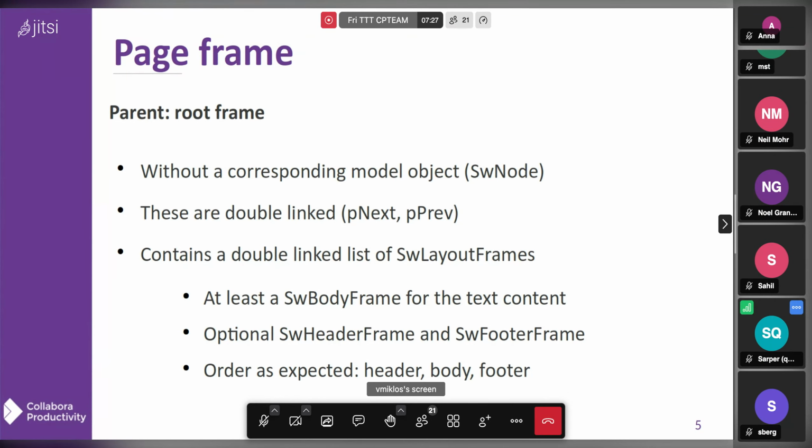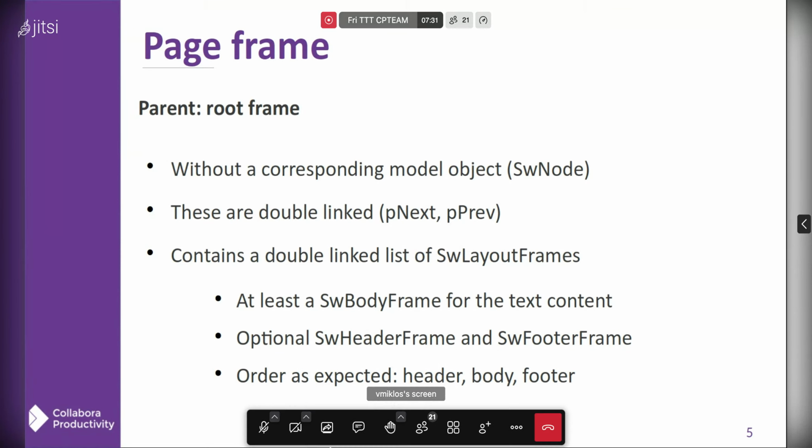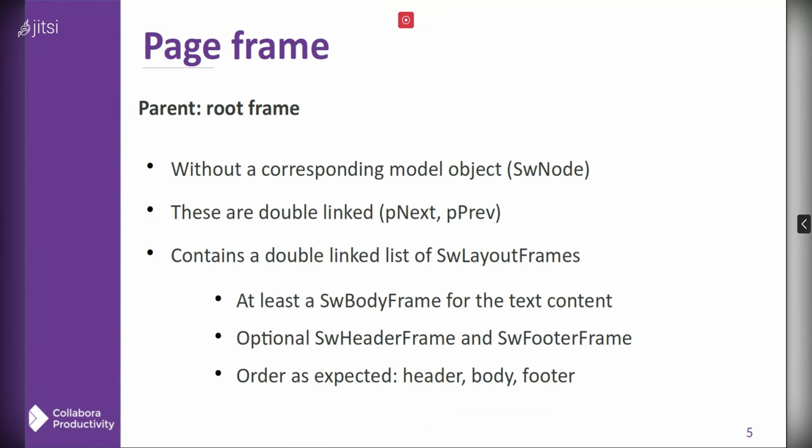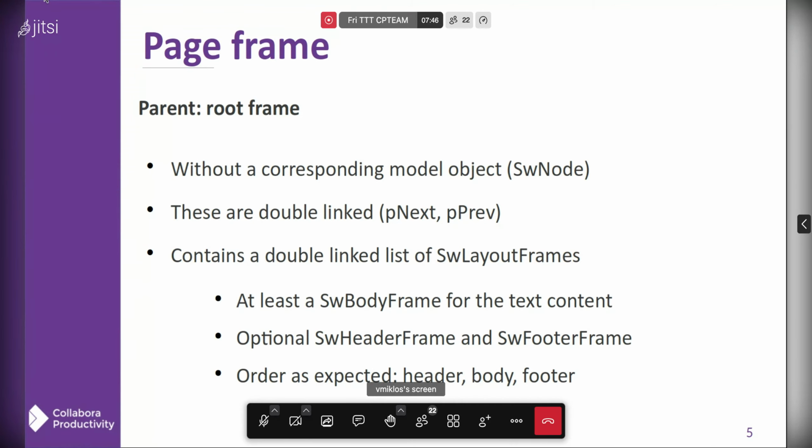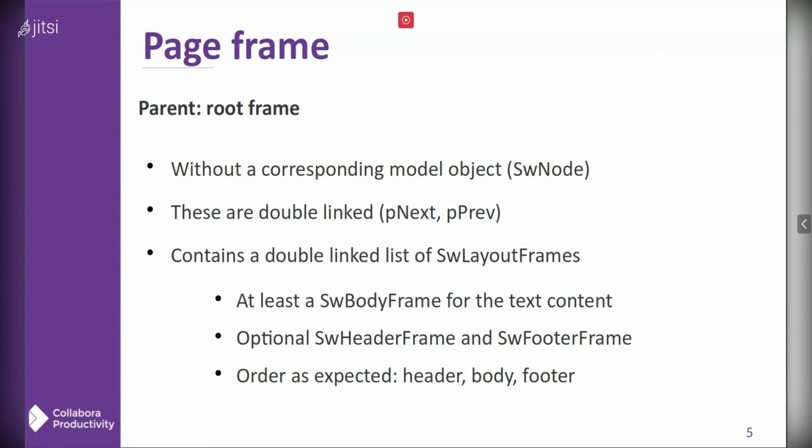And what's special about the page frame is that it has no corresponding model object. There is no page node. The node array is, in its most simple form, just a list of paragraphs. And at the layout level, we have page frames. So that's something that the layout needs to take care of, to find out how many pages we need to represent all the content in the document model.